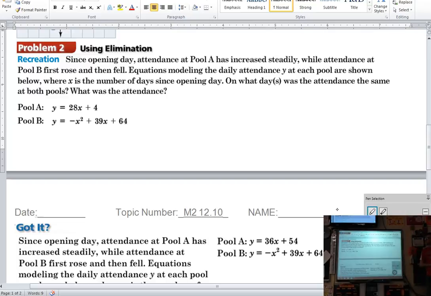So, we want to solve this by elimination. What do we think could eliminate here?